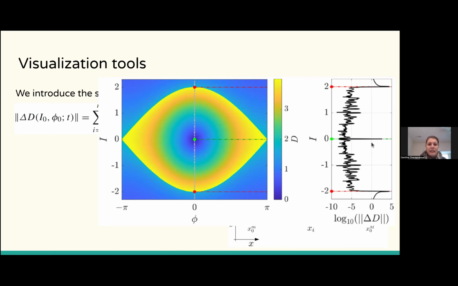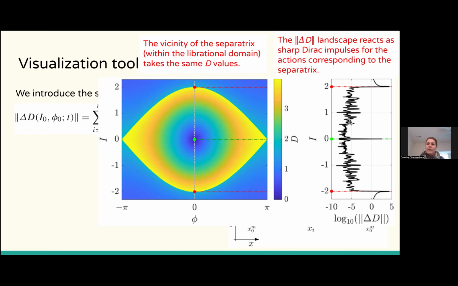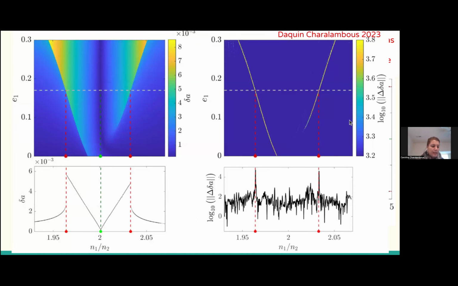So as you can see here in the vicinity of the separatrix within the libration domain, the D metric takes similar values inside as at the separatrix, but if we look at the landscape here, we see that the values should not be similar. So we have very different values corresponding to the separatrix. So what we did was once again apply it to the planetary case, in the application of the two-body problem.